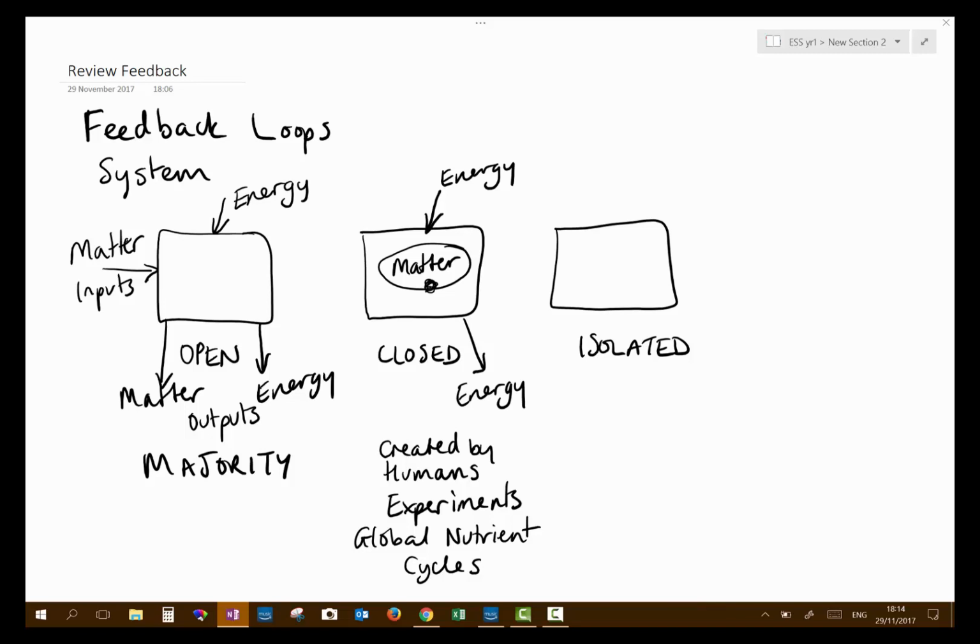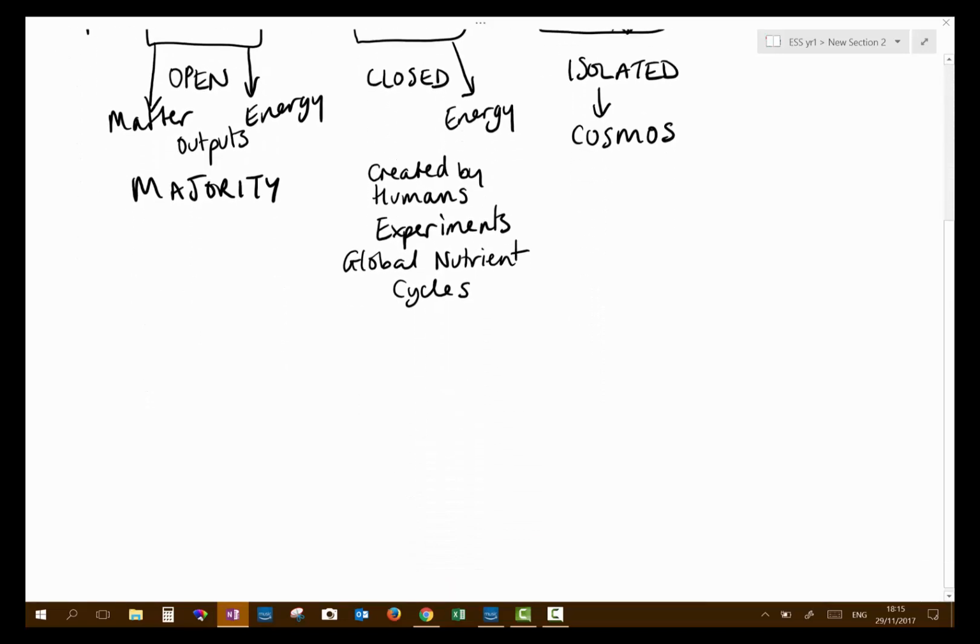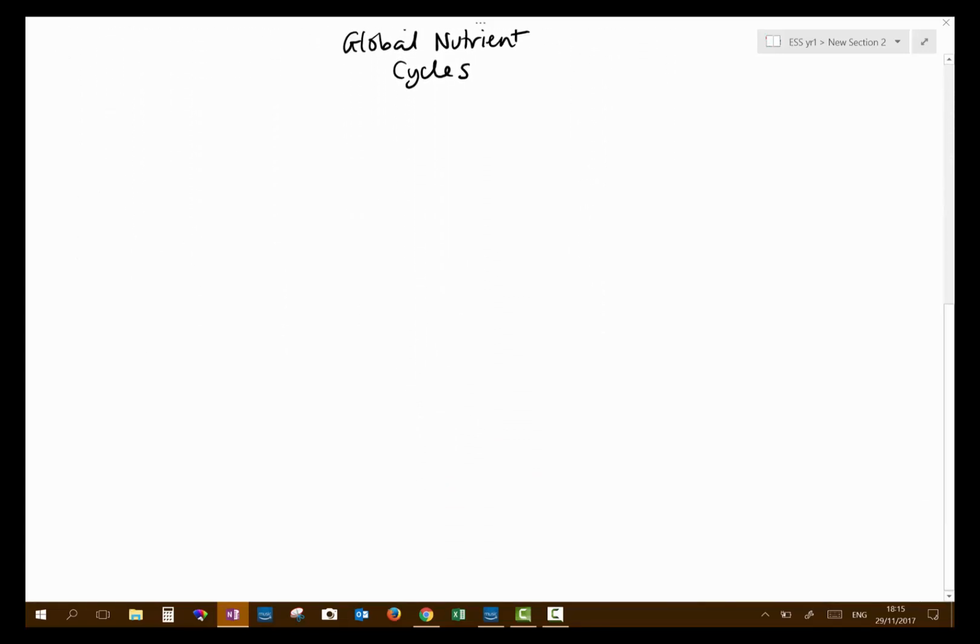And then an isolated system, well, this is a scientific, a theoretical idea. I mean, it could be the whole of the cosmos, the universe, but in this one, all of the energy and all of the matter is inside the system and it stays inside. It doesn't cross the boundaries. Okay, so what we're going to now look at is how do those systems maintain themselves? How do they maintain stability? Or what happens if they don't maintain stability?